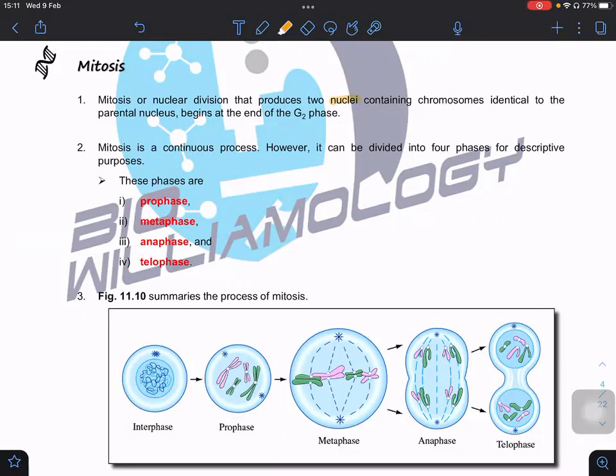So mitosis is a continuous process. The problem here is that we don't have a very distinct, clear-cut point saying that, oh, we have done this particular phase. Are you clear? It's a continual process, the mitosis.